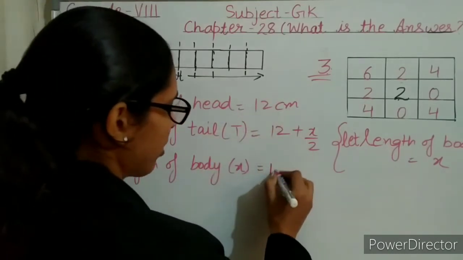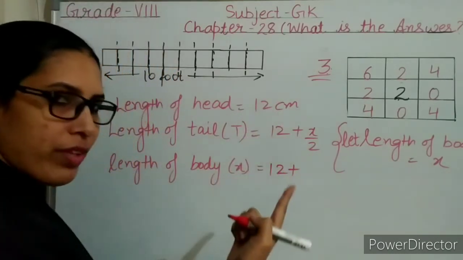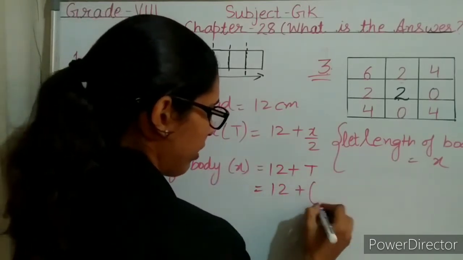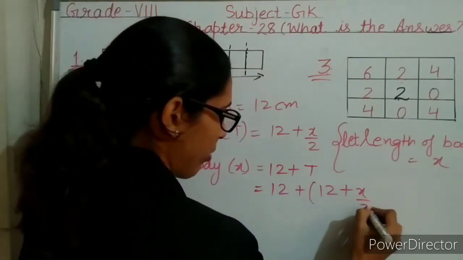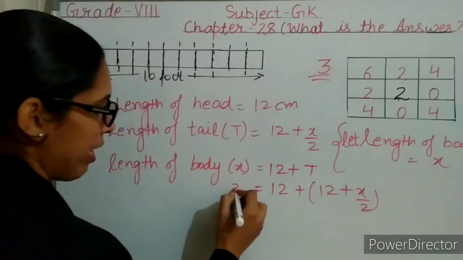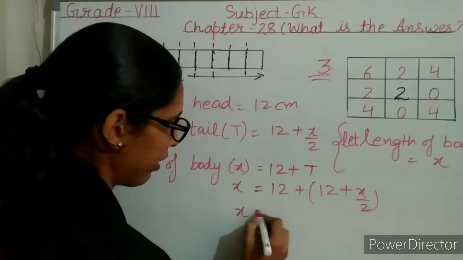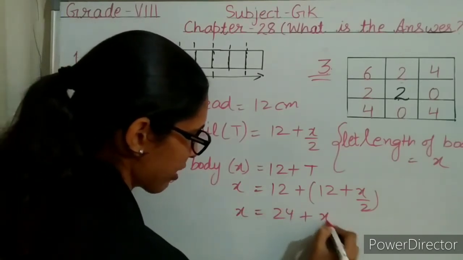What is the size of head? This is 12 plus size of the tail. What is the size of tail? This. So what I will write here? 12 plus x by 2. What is this? This is x here, this side. So when we will solve it, x is equal to 24 plus x by 2.